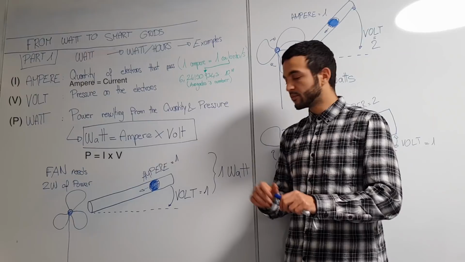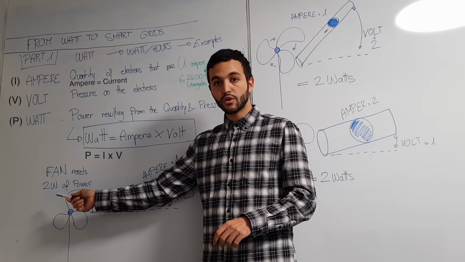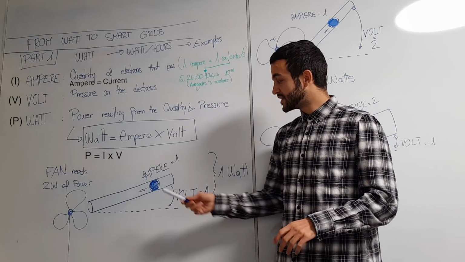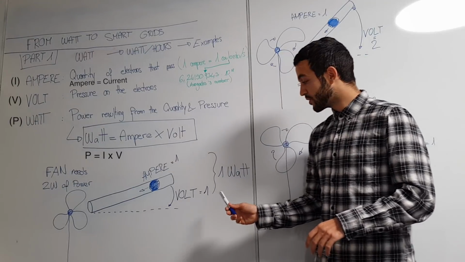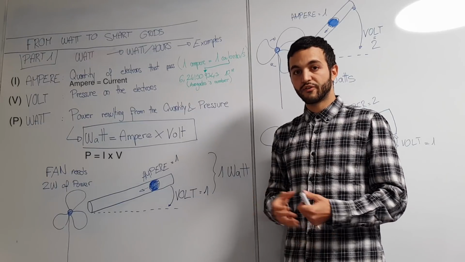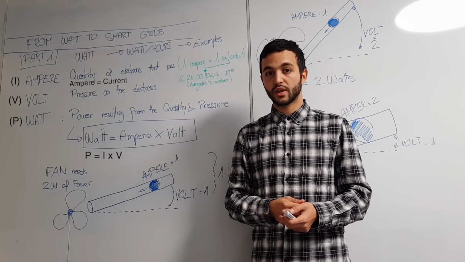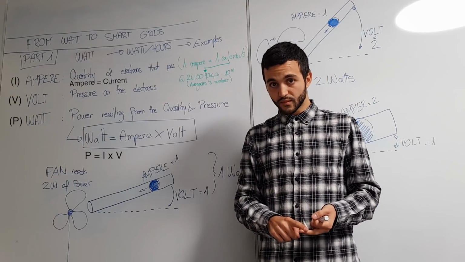So it's very similar. In this case, we have a fan, and the fan needs a power of 2 watts to start making the blades turn. So in this case, we have an amperage of 1 and a voltage of 1. So we result with a power of 1 watt, and this will not be sufficient to make our fan work. So in this case, you have two options if you want to make the fan work: either you increase the voltage, or you increase the amperage.